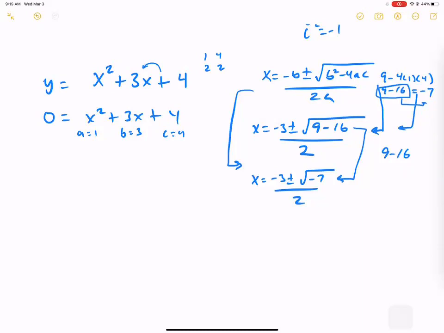Okay, now we're stuck with this problem here. Our answer is, can I take the square root of negative 7? Nope. So we're going to rewrite this as an imaginary answer: negative 3 plus or minus i square root of 7, over 2.